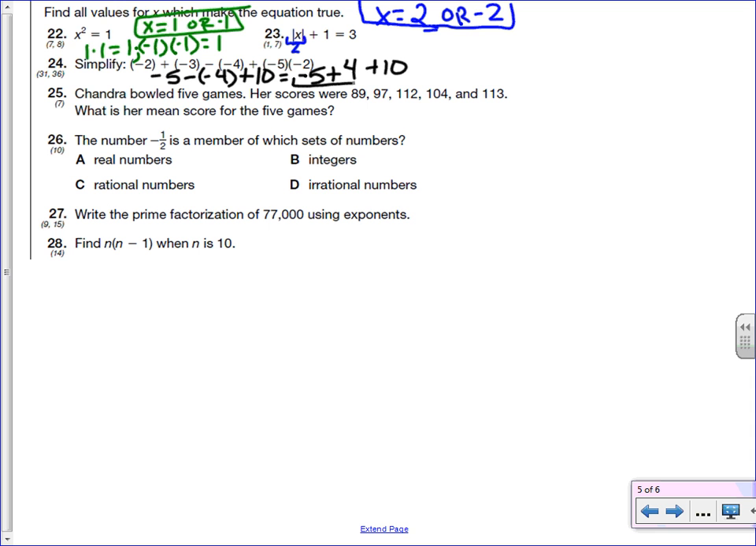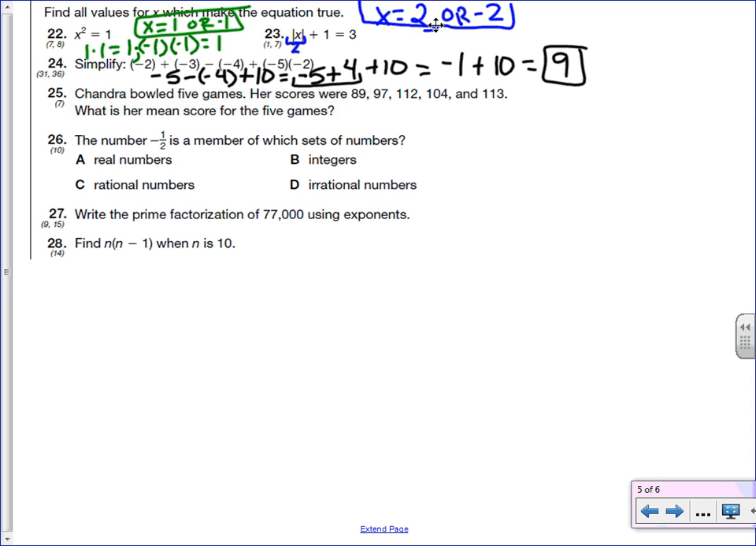So now negative 5 plus 4. Since they're opposite signs, I'm going to subtract 5 minus 4, which is 1. And the sign on the bigger number, negative 5, is negative. And then negative 1 plus 10. Opposite signs, 10 minus 1 is 9. The sign on the bigger number, 10, is positive. So my final answer is 9.